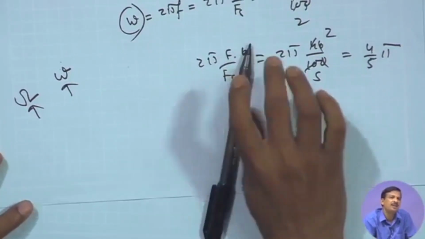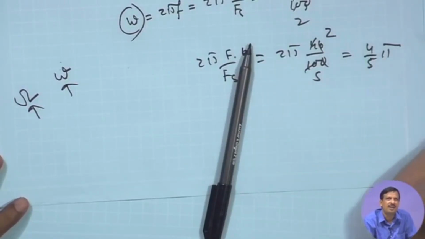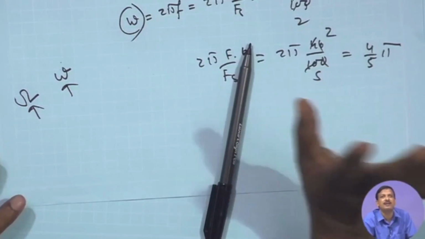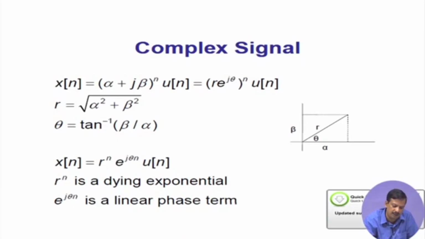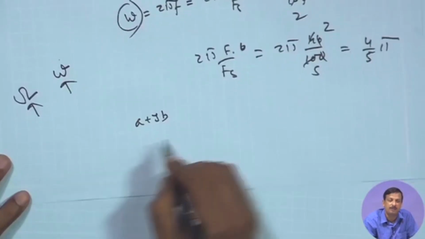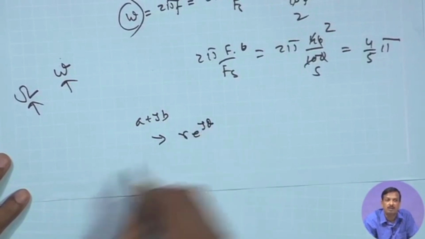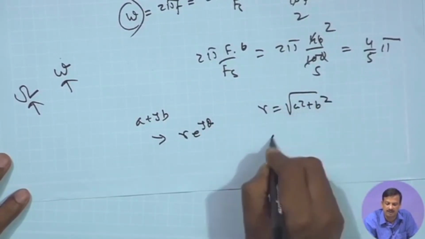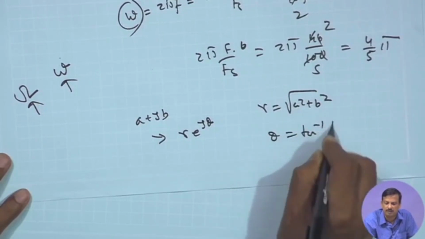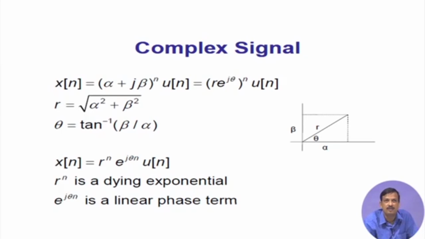Okay. Next concept is complex signal. Everybody knows that a complex vector or complex signal has an amplitude and a phase. So, I can say if a plus j b is a complex number, it can be written as r e to the power j theta, where r is the square root of a square plus b square and theta is tan inverse b by a. Same thing for a complex signal.